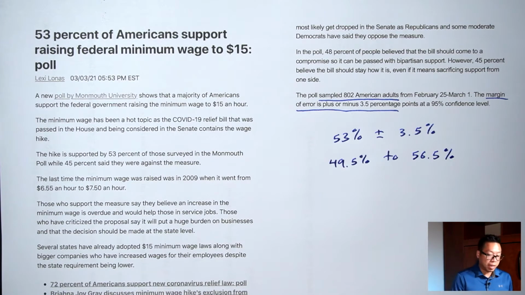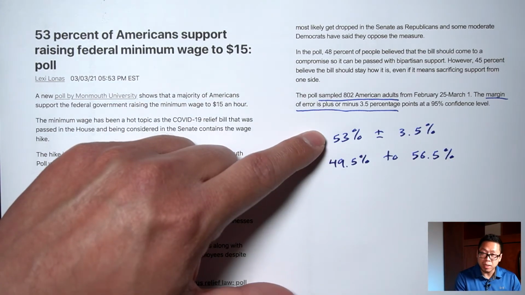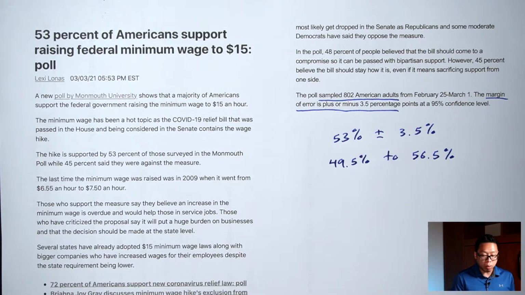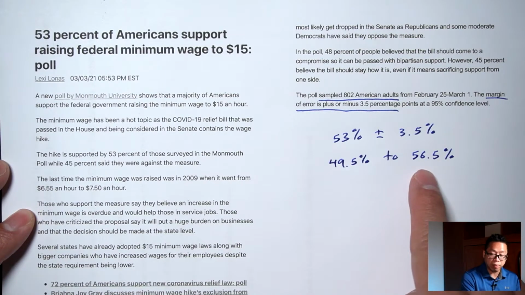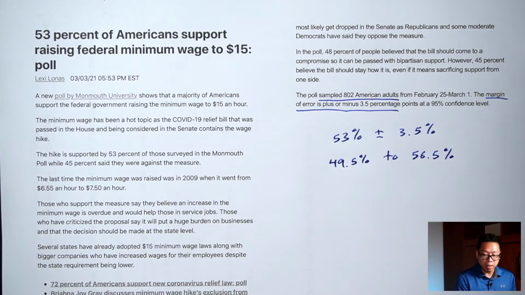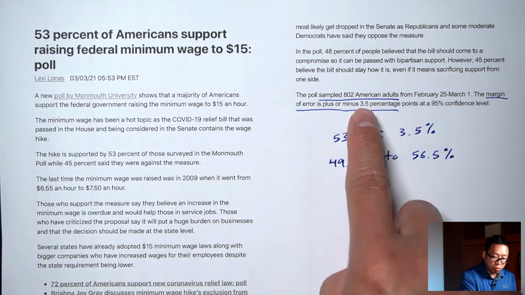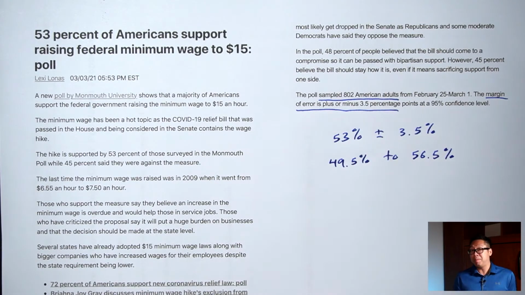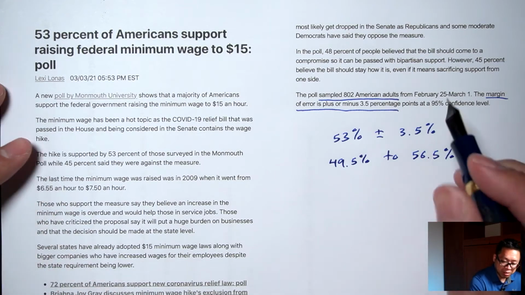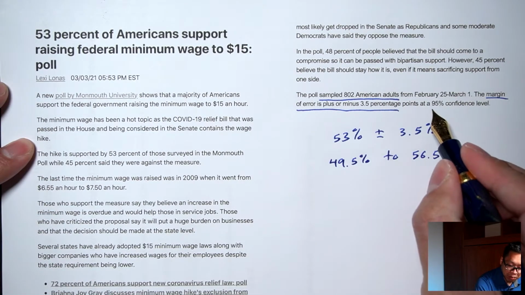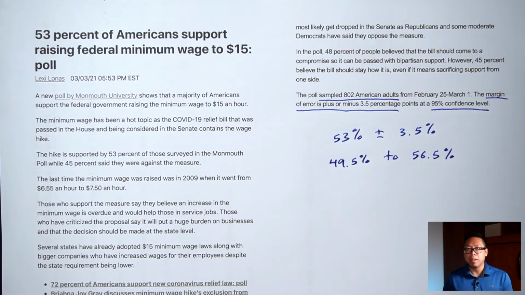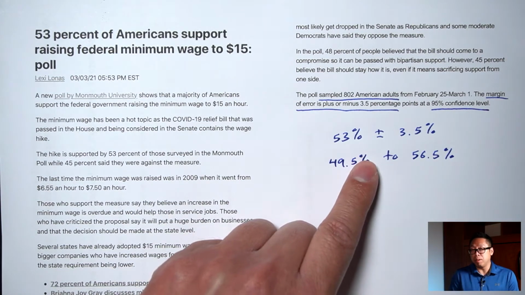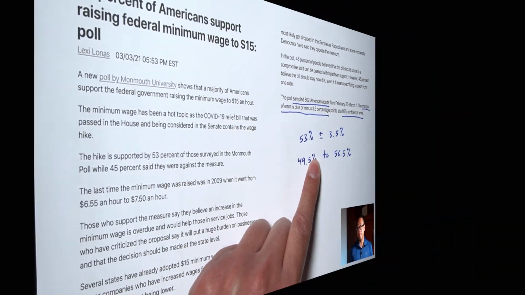So the researchers are saying that it may not be exactly 53%, but it's somewhere between 49.5% and 56.5%. But still, how did they get this 3.5%? Did they just make that up? And then finally, what is this 95% confidence level? So this is an example of what's called a confidence interval, which is going to be the focus for our next unit.